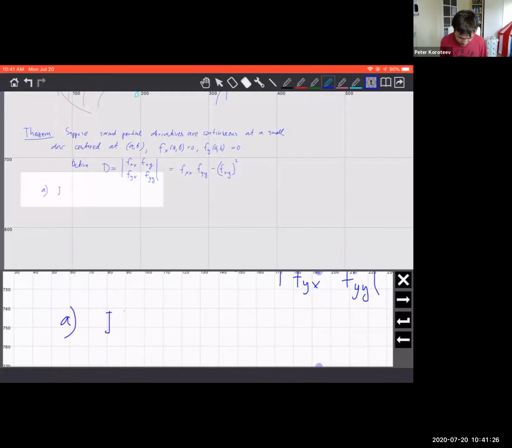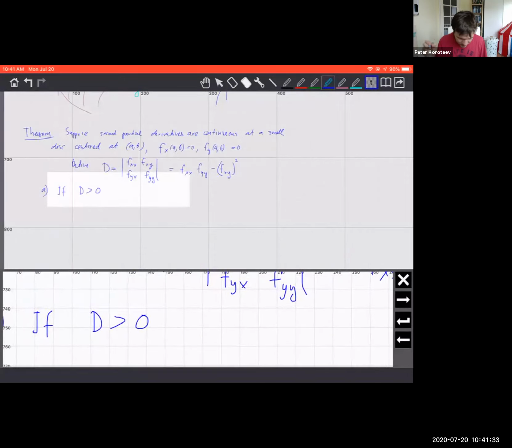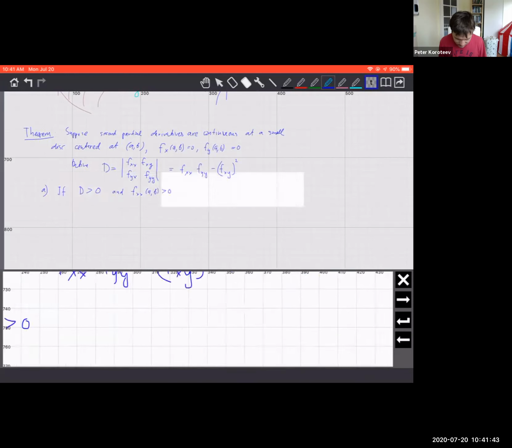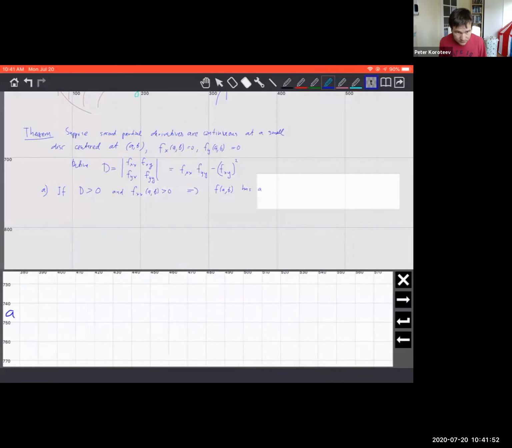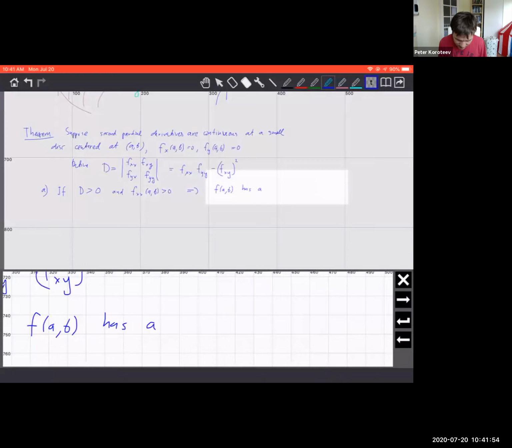And now here's the statement. This theorem is specific for two variables, right? For more variables, there will be more terms, more conditions. So if D is greater than 0 and fxx of AB is greater than 0, right? Then f of AB is a local maximum.